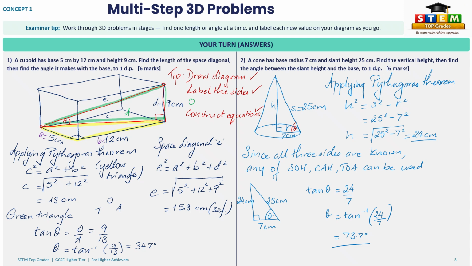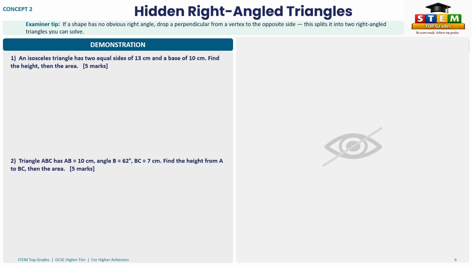Okay, moving on to concept number 2. Now, hidden right-angled triangles. In this case, the examiner tip for us is, if a shape has no obvious right angle, drop a perpendicular from a vertex, meaning a corner of that shape, to the opposite side. Then it splits it into 2 right-angled triangles you can solve. Now, for concept number 2, regardless of what the idea is, always think of drawing a triangle. Well, in that case, it will be triangles, but it will involve triangles.